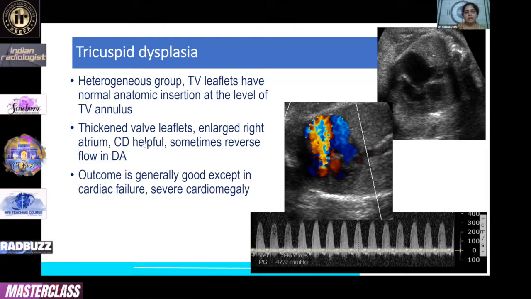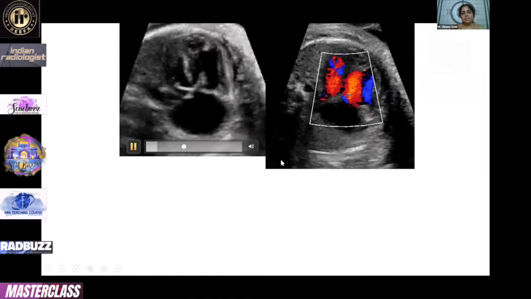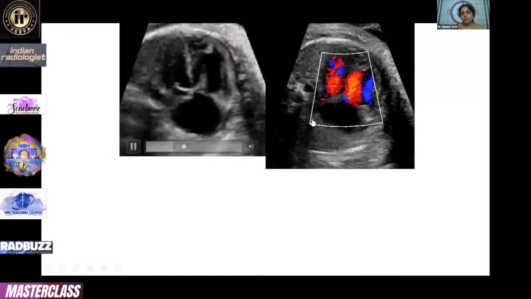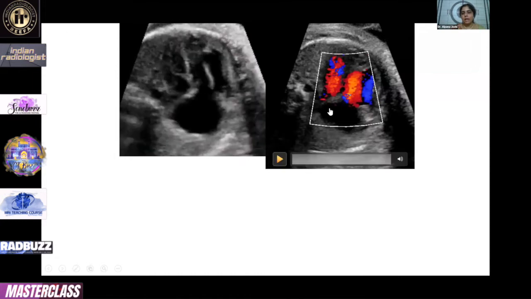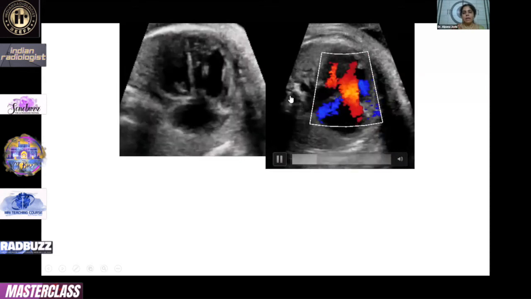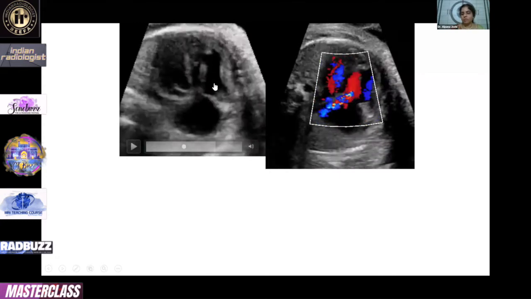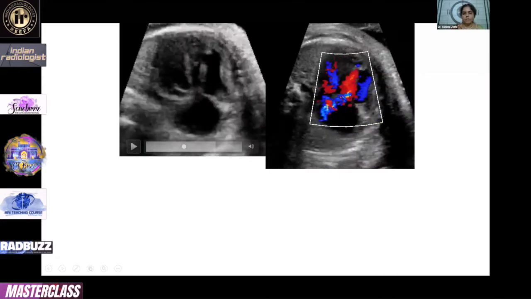This is another case of just a tricuspid dysplastic valve. You can see the excursion of the valve is abnormal, and you can see that there is a lot of tricuspid regurgitation. The RA is dilated, the RV is a little bit dilated, you can say, and there is a lot of regurgitation there.